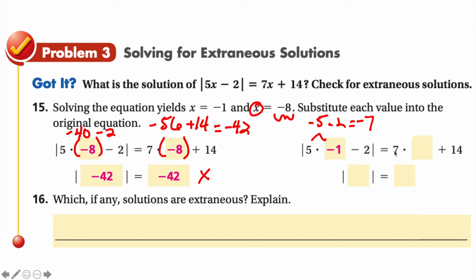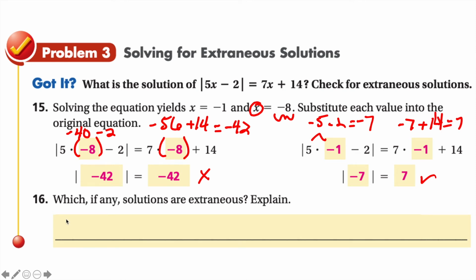And then we also have a 7 times a negative 1 right here, which is going to be negative 7 plus 14, which will give you a positive 7. So our answer should have the absolute value of negative 7 equals 7. So does the absolute value of negative 7 equal 7? Yes, it does. So which, if any, solutions are extraneous? Meaning which ones don't make any sense?